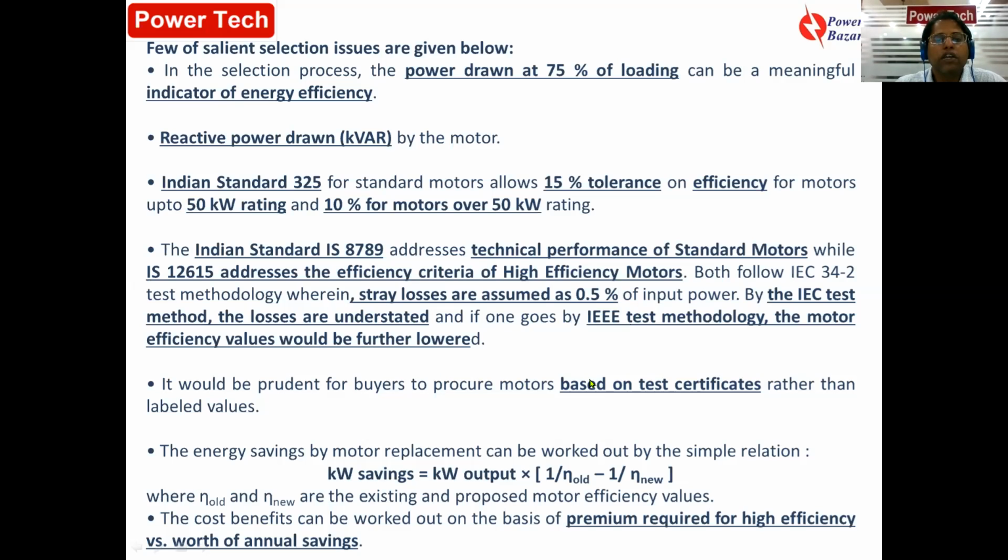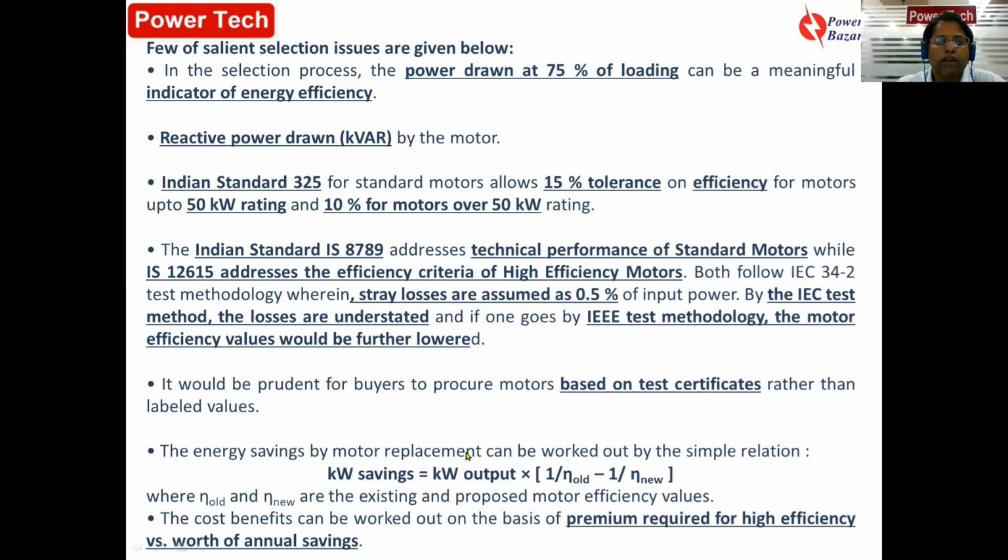So based on the test certificate, you ensure a test certificate along with procurement of motors. It might be a routine certificate or a type test certificate. We have discussed in the earlier class what is a type test certificate and what is a routine test certificate. Now, what is the energy saving by motor replacement?